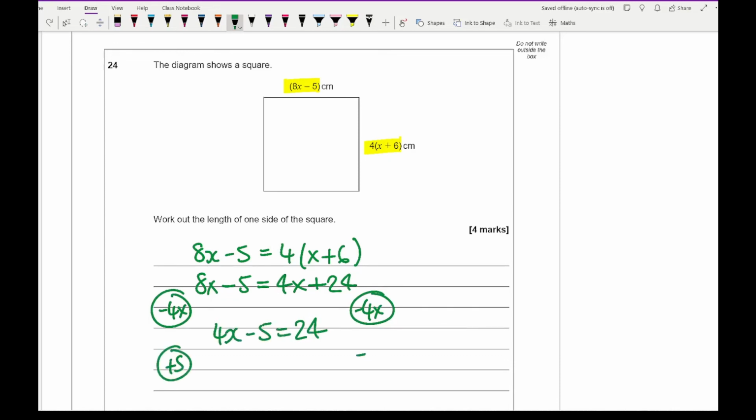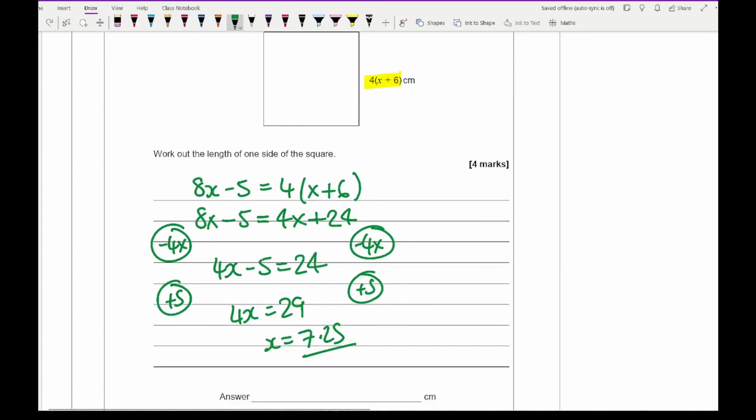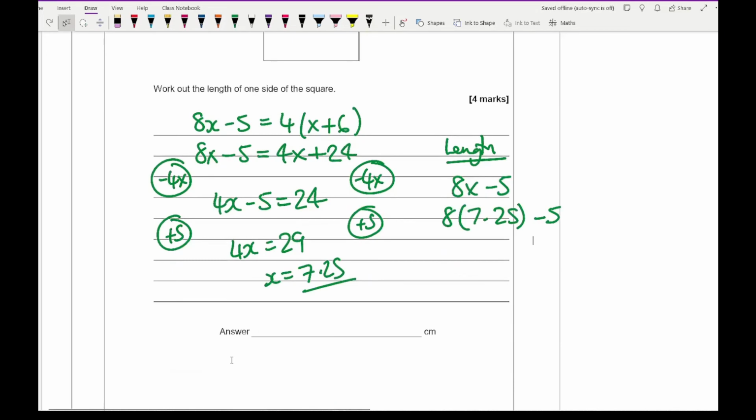Add 5 to both sides, in which I get 4x equals 29. And so x equals 29 divided by 4, which gives me an answer of 7.25. Now we've not answered the question because the question is asking me to work out one length of the square. So I could pick any of these two, but I'm going to go for 8x minus 5. So that's 8 times 7.25, take away 5. And if I type that into my calculator, that gives me an answer of 53.